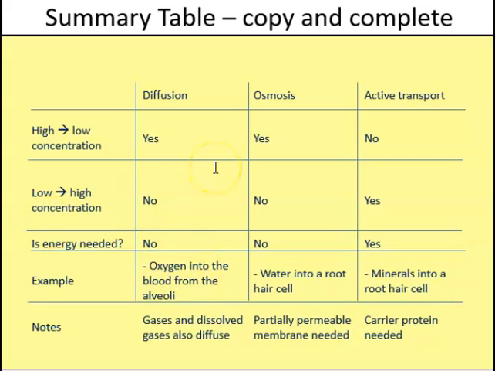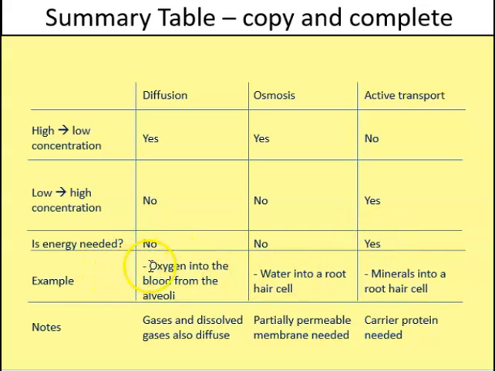Okay, so hopefully you filled it in like this. So diffusion and osmosis are both high to low. Active transport isn't. Diffusion and osmosis are not low to high, whereas active transport is. The only one that needs energy is active transport. And I've given you some examples.